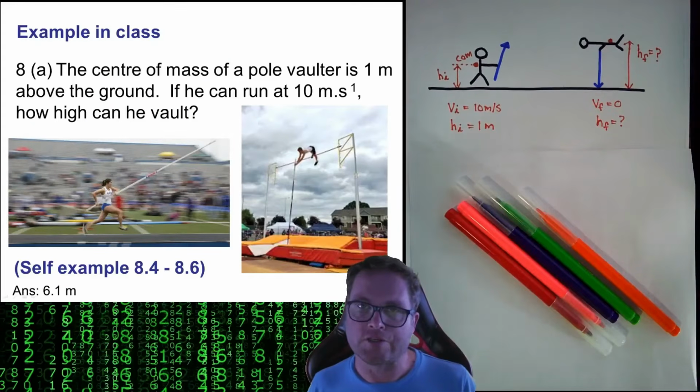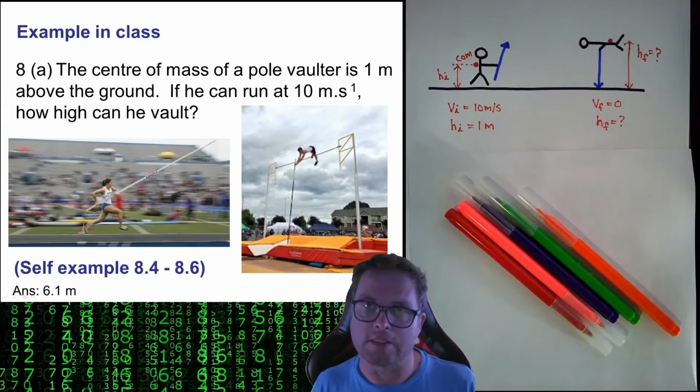So we go now to solve a problem using conservation of mechanical energy. And the problem states that the center of mass of a pole vaulter is 1 meter above the ground. If he can run at 10 meters per second, how high can he vault, or how high can he jump?